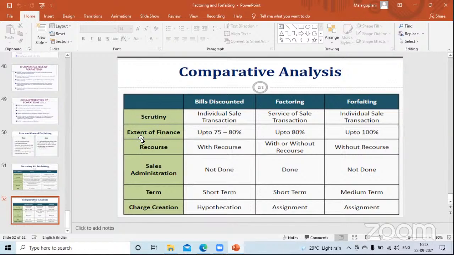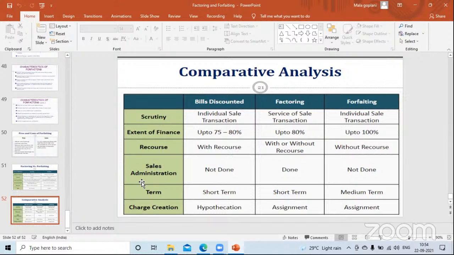Now, extent of finance. Extent means how much finance, how much immediate payment will be given to you. Here, bill discounting will be given 70 to 80, 75 to 80. Factoring is 80 and forfeiting is 100%. Recourse: here only with recourse. Here, it can be with and without recourse, factoring. And forfeiting, always remember, it is only and only without recourse. That means the client will never take any risk. All the risk is taken by the forfeiter. That is known as without risk.